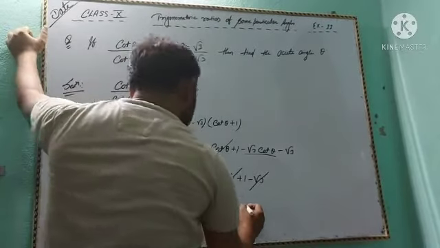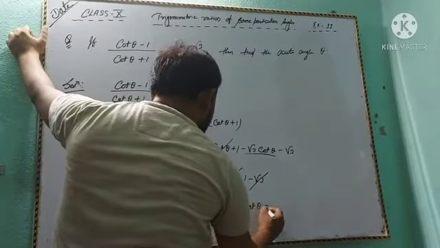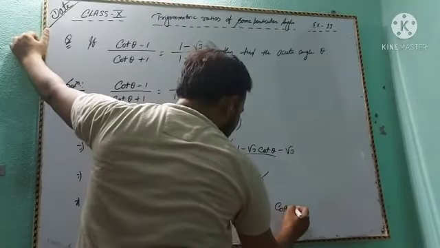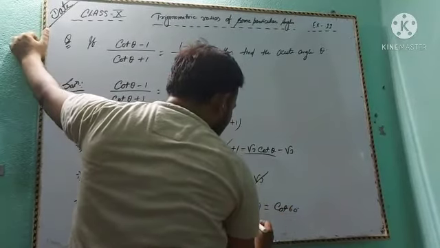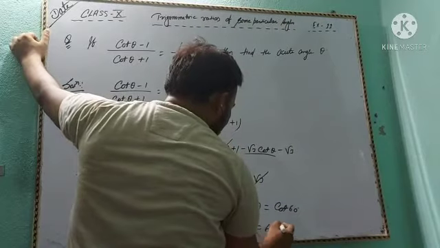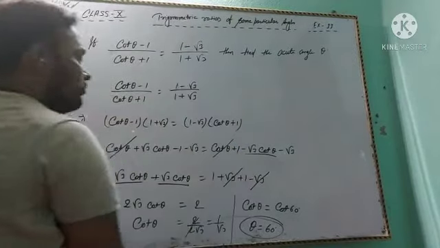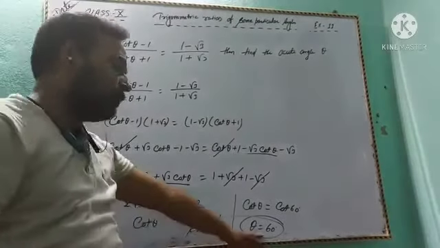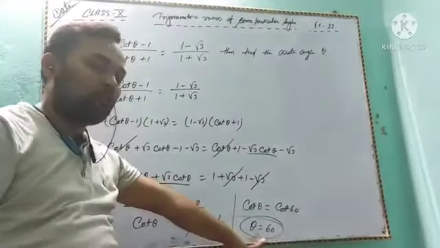So here, students, cot theta is equal to 1 by root 3, the value of cot 60 degree. Okay, cot is cancelled, that is theta is equal to 60 degree. So the value of acute angle theta is equal to 60 degree.